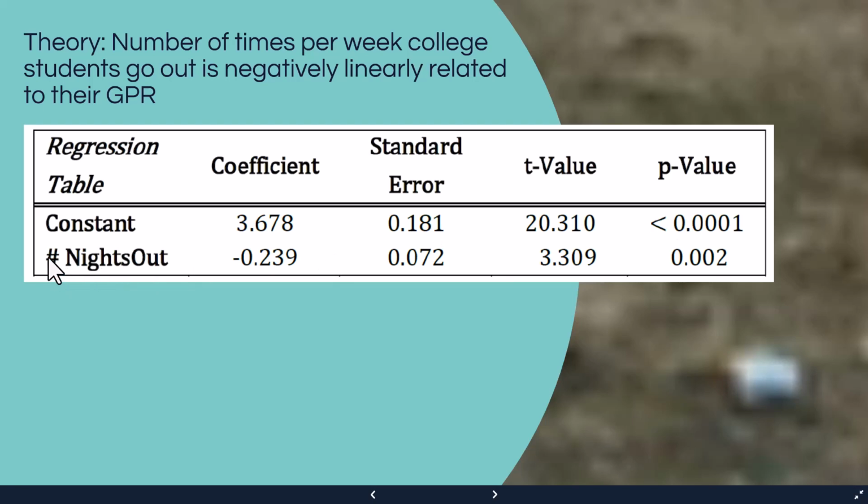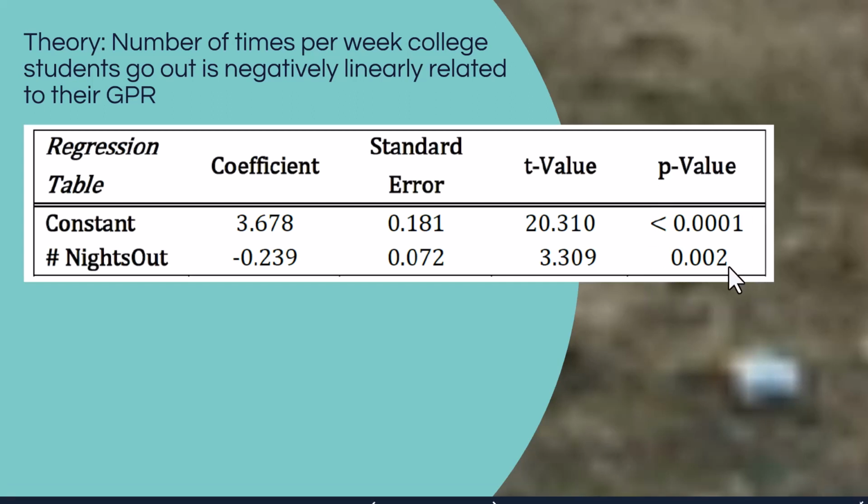Same thing for nights out. This is the name of the variable. This is our estimate of that effect. This is the standard error of this estimate, and this is a t-value. Now these p-values, the p-values you see in a regression table, are for a very specific test.